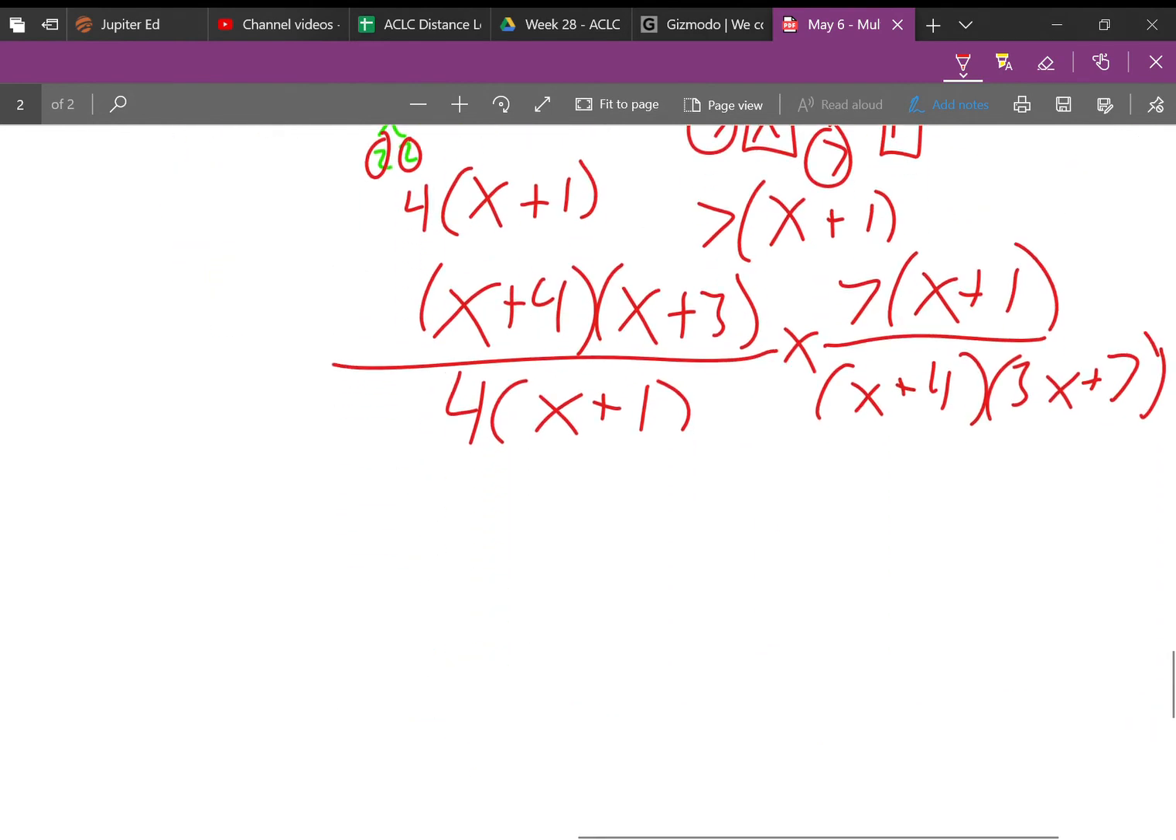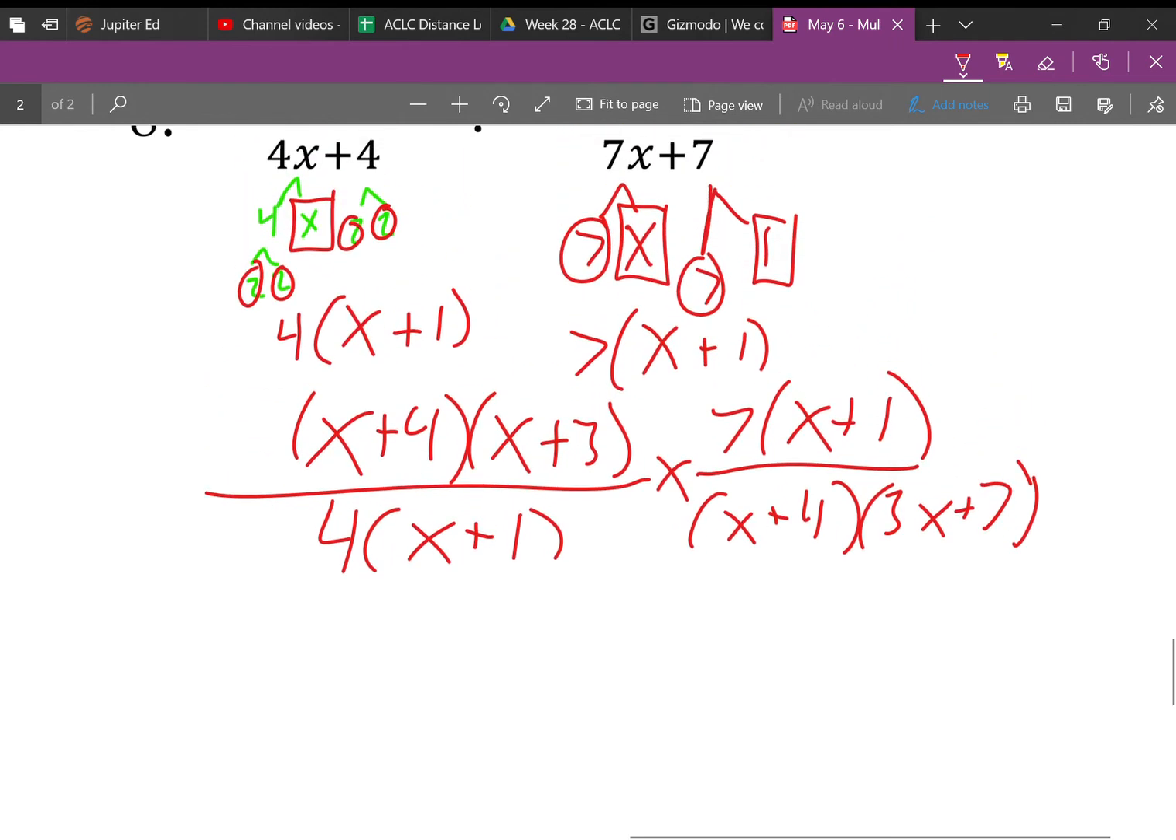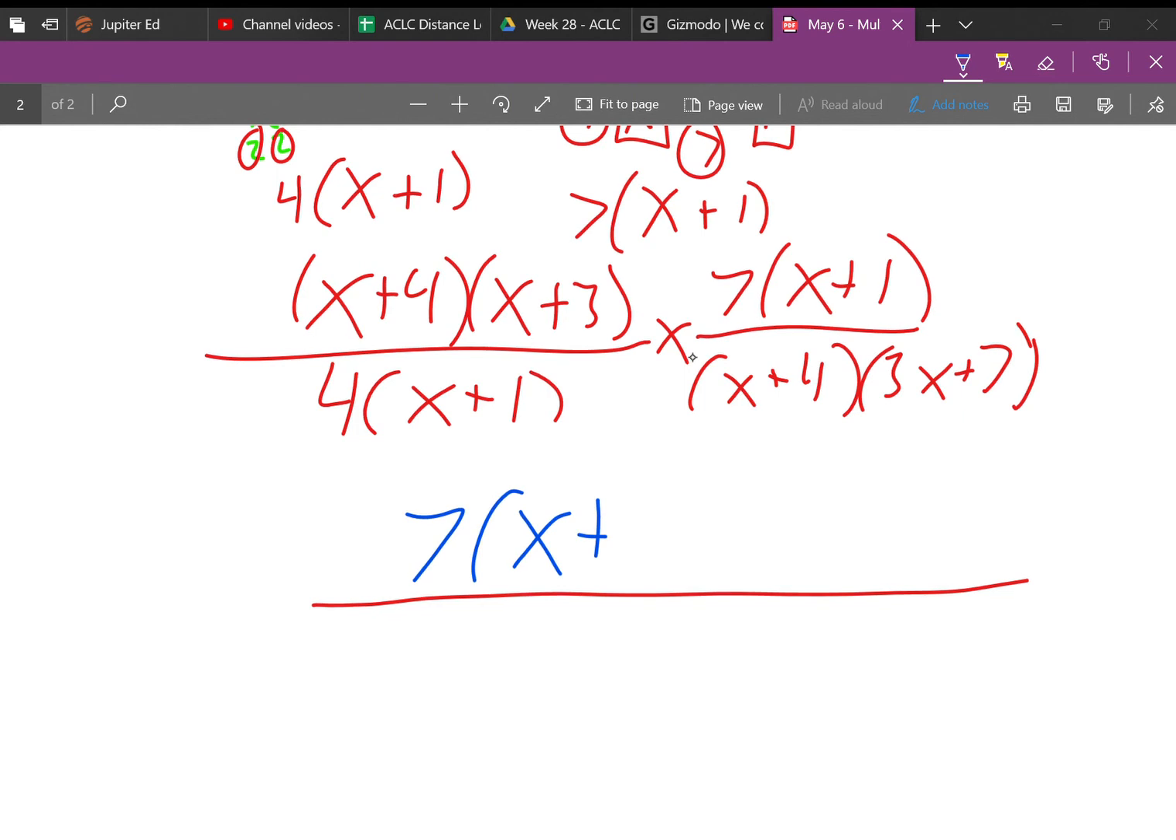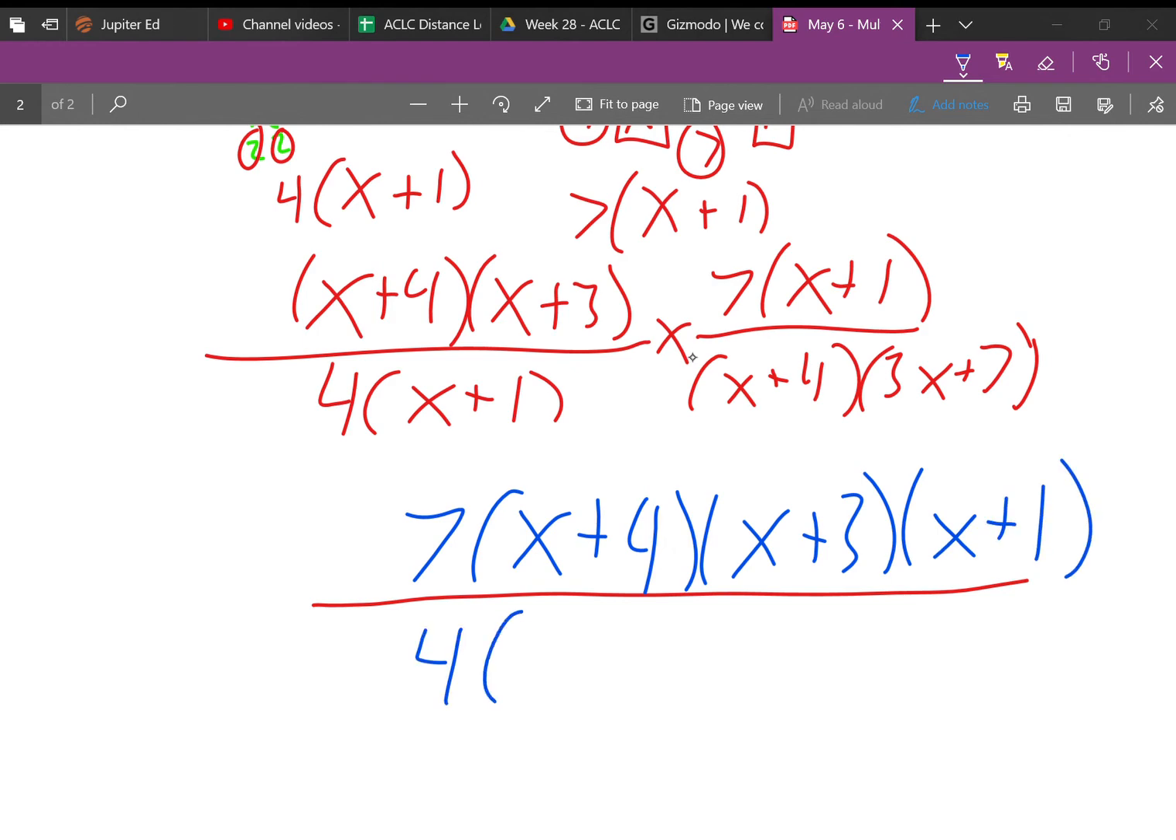Now, let's go ahead and rewrite this as one large expression. I'll move the 7 to the front. And then everything else right the way you see it. x plus 4, x plus 3, x plus 1. Then on the bottom, the number's already in front. x plus 1, x plus 4, 3x plus 7.